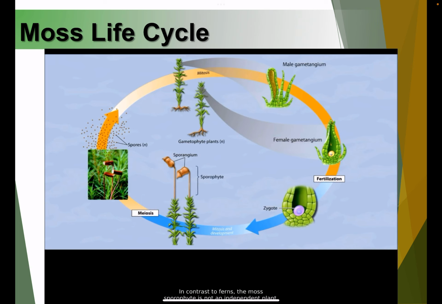In contrast to ferns, the moss sporophyte is not an independent plant. It remains attached to and dependent upon the gametophyte. In mosses, the gametophyte is the larger, longer-lived generation. Also notice that sperm cells from a male plant swim to reach an egg on a female plant.